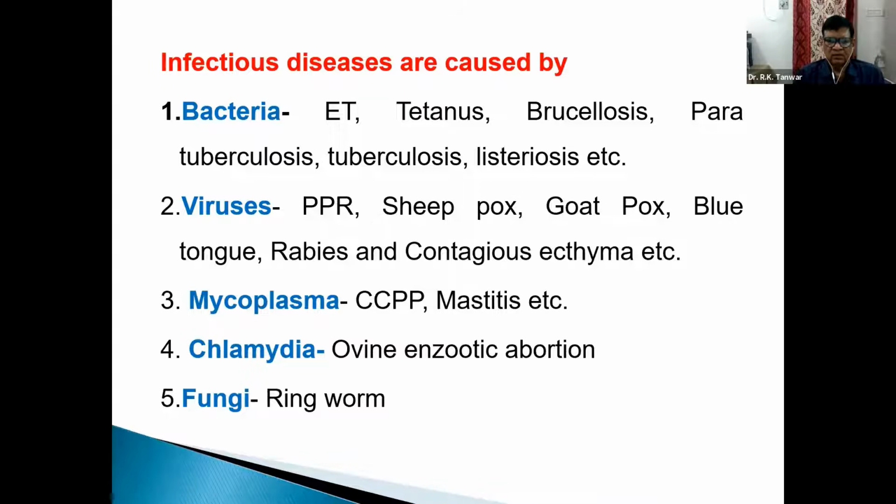Sporadic cases of rabies occur because we have a stray dog population in every city, and contagious ecthyma is also a problem in goats. Then mycoplasma is also a major problem as far as pneumonia is concerned, caused by contagious caprine pleuropneumonia, and mastitis is also caused by mycoplasma. Chlamydial abortion is there in sporadic cases. Some fungal infection is also there, otherwise our climate is dry.